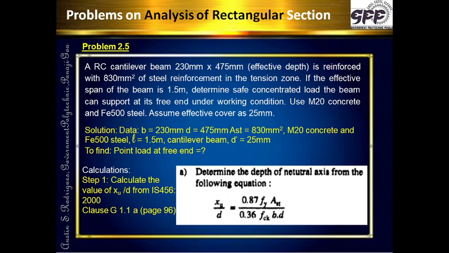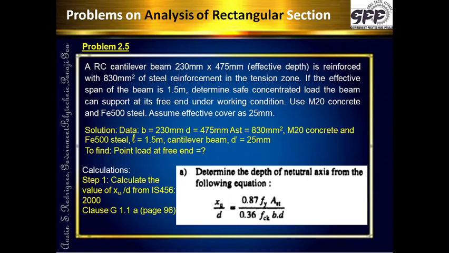If the effective span of the cantilever beam is 1.5 meters, determine the safe concentrated load the beam can support at its free end. That means without failing, the beam can take this much amount of load at its free end under working condition. Working condition, service condition, normal condition, everything is the same. Sometimes we use the term working condition, sometimes service condition, sometimes normal condition. All this means the same. Use M20 concrete and Fe500 steel. Assume effective cover as 25 mm.